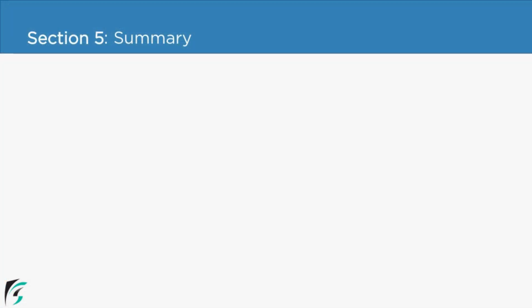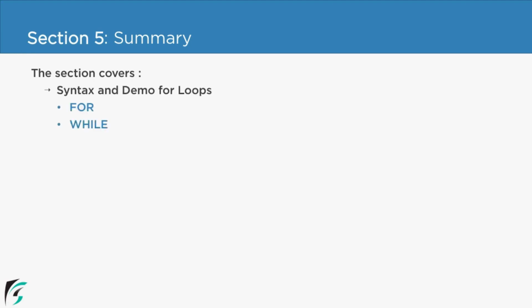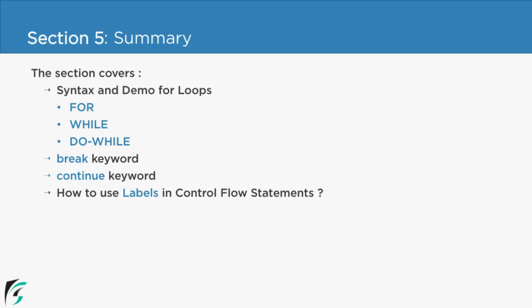So with this we have reached the end of this section. Well, in this section we saw the syntax along with demos for loops such as the for loop, while loop and also the do while loop. And along with this we checked out the differences between these three loops. We also checked out the break keyword and the continue keyword. And also we explored how to use labels with the break and continue keywords in the case of nested loops. Perfect.